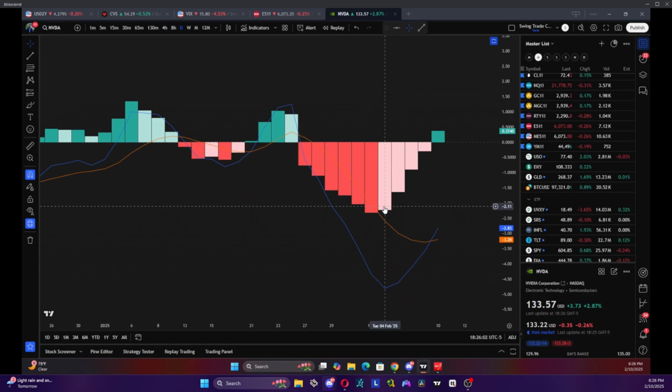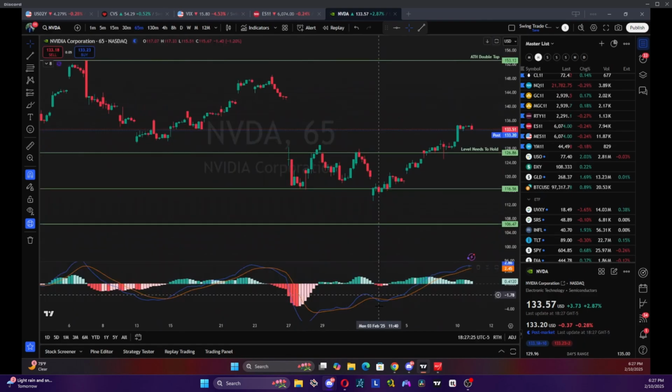So absolutely, we can see that MACD, we held a level that we had, MACD flipped bullish, and it continued pushing up and up and up and up until it stalled out. That's on the 2-hour. Let's go to the 65-minute. We see the same thing. MACD flipped bullish. It pushed price up all the way to 133. Now it's stalling out a bit.